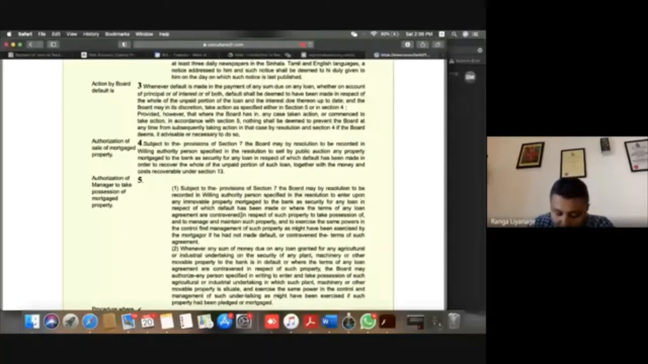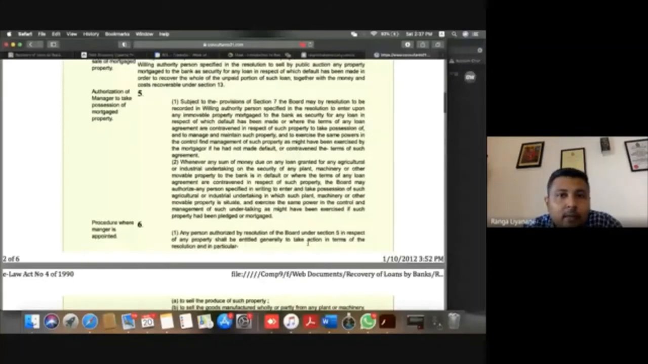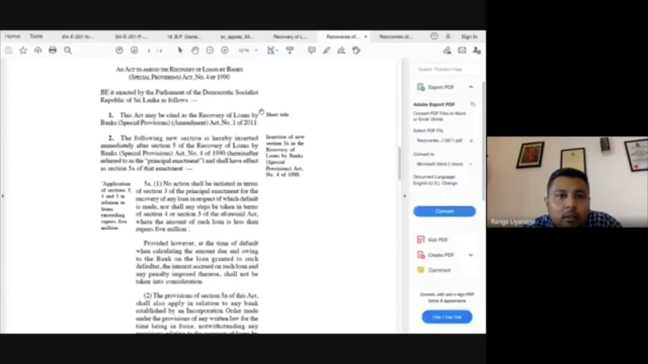Where any sum of money is due on any loan granted for any agricultural or industrial undertaking on the security of plant machinery, the board may authorize any person specified in writing to enter into and take possession of such agricultural or industrial undertaking, saying a similar thing to subsections 1 and 2, right? Then, by Act number 1 of 2011, they did something like this. Now, after 5, you can see 6 here. They introduced section 5A by Act number 1 of 2011.